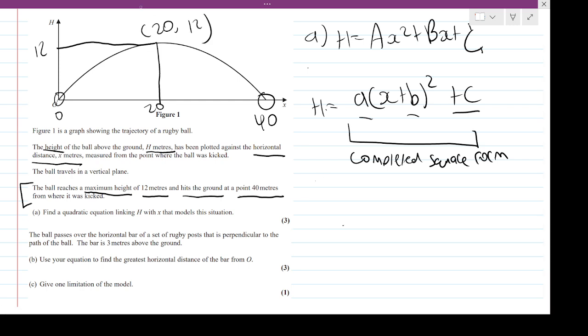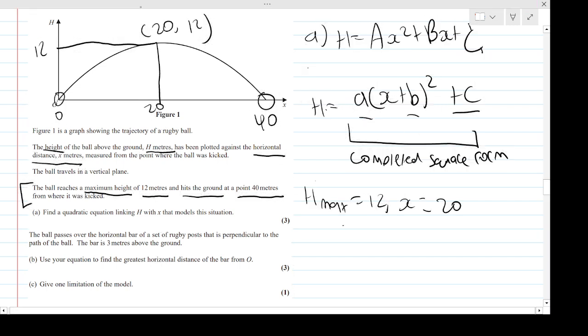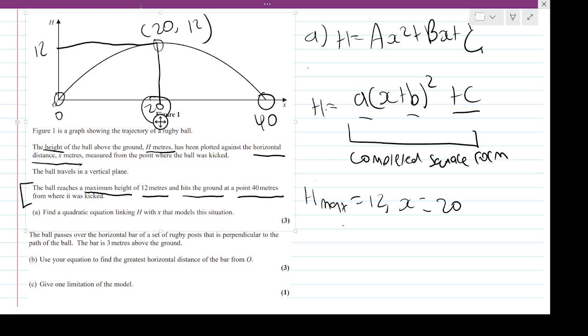So again, we know the maximum height, h max, is 20. So, and that occurs again when x is 12. Oh, sorry, no. The maximum height is 12 when x is 20. There we are. Okay, I hope you see that here. X is 20, h is 12, which gives us this turning point there. Okay, so that's the maximum.